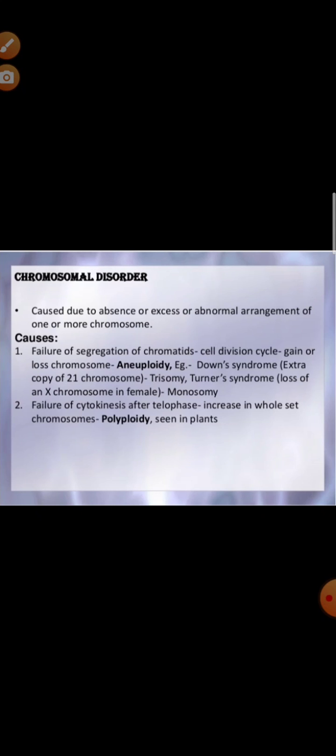Chromosomal disorders, why are these caused? Due to excess, absence or abnormal arrangement of one or more chromosomes. Sometimes the chromatids fail to segregate during cell division, and as a result a gain or loss of a chromosome takes place. This is known as aneuploidy. Okay, so why these are caused, I think it is clear to you.